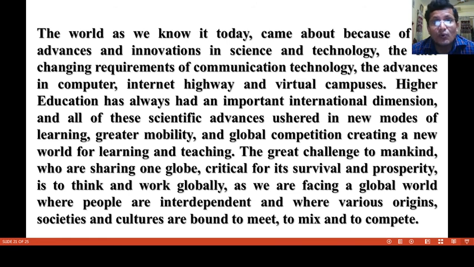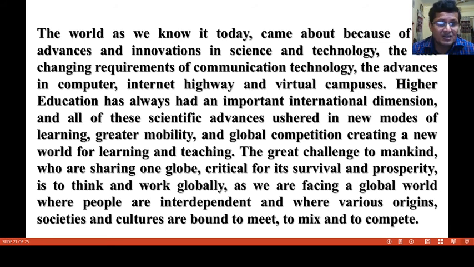The world as we know it today came about because of the advances and innovations in science and technology. The fast changing requirements of communication technology, the advances in computers, internet highway and virtual campuses. Higher education has always had an important international dimension, and all of these scientific advances ushered in new modes of learning, greater mobility and global competition, creating a new world for learning and teaching. The great challenge to mankind, who are sharing one globe, critical for its survival and prosperity, is to think and work globally.